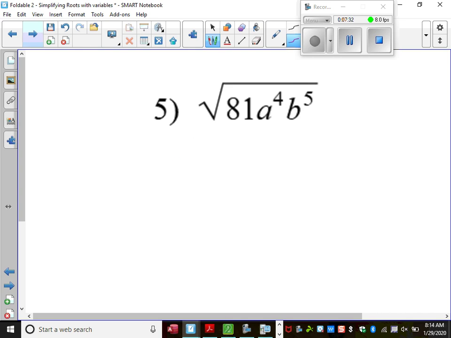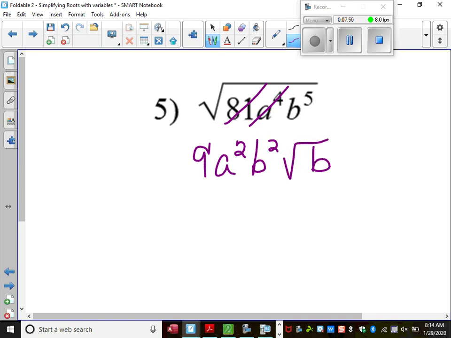81 is a perfect square. Do we agree? All right, what's the square root of 81? A to the 4th is perfect. What's the square root of that? Right, just divide it by 2. How many pairs do I have in 5? 2, so I'll take that out and I'm left with 1.